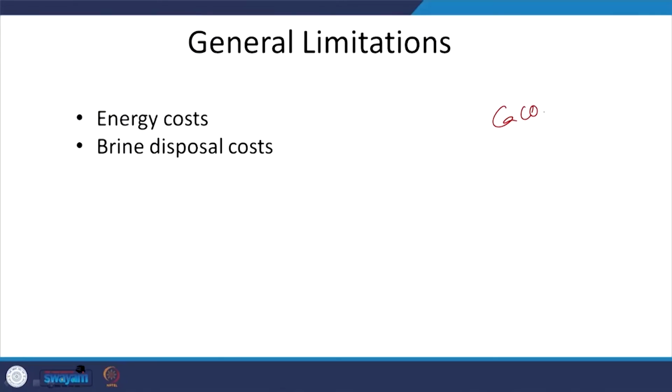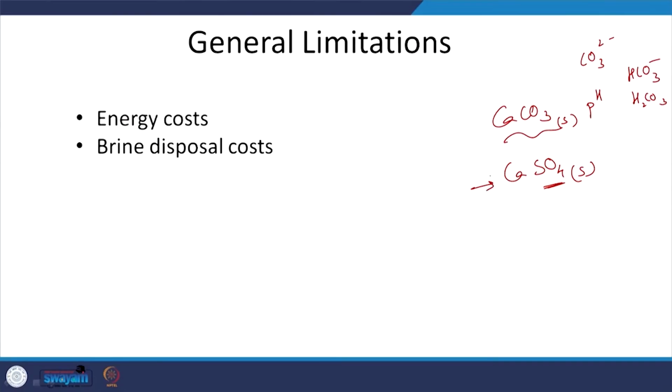And also for RO you need to add anti-scaling agents or look at removal of the scales like CaCO3. This is reversible with pH. CO3 2 minus, if I bring down the pH, becomes HCO3 minus or H2CO3. But if I have the solid precipitated out as CaSO4, you know that at almost all the pH range SO4 2 minus will stay as SO4 2 minus. So, it is difficult to remove this. So, this is irreversible fouling and reversible fouling.